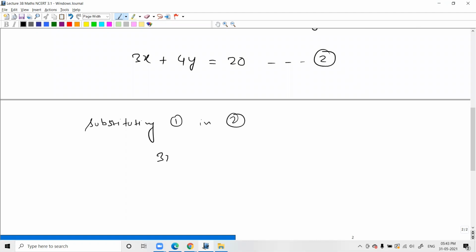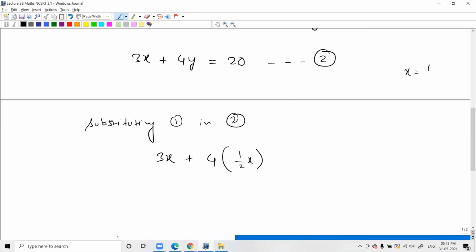So 3x will be as it is. What is the value, sir? Okay. Tell me, what is the x value you got? 4, sir. And y? 2, sir. 4 and 2. That's good. Let's see what I get.